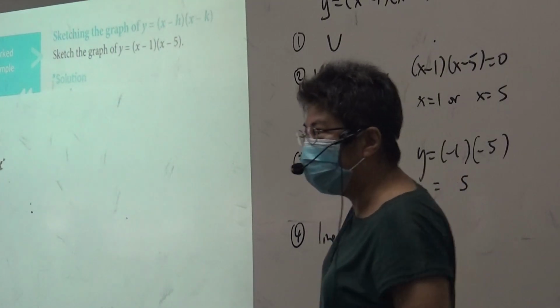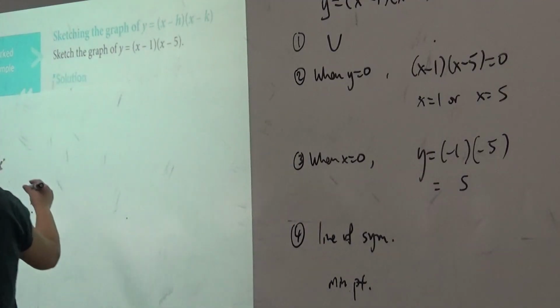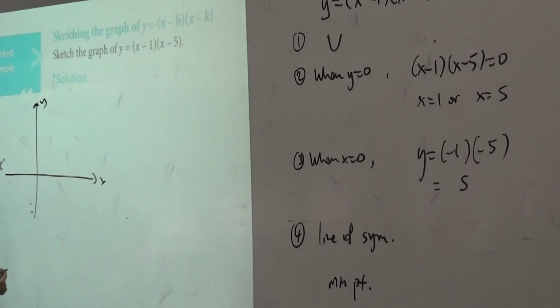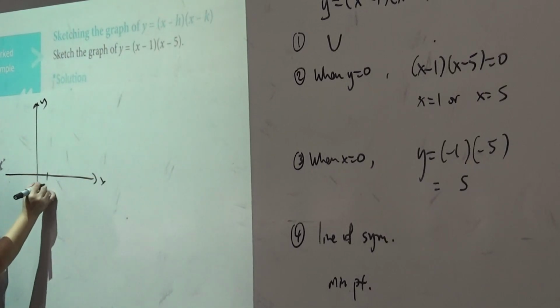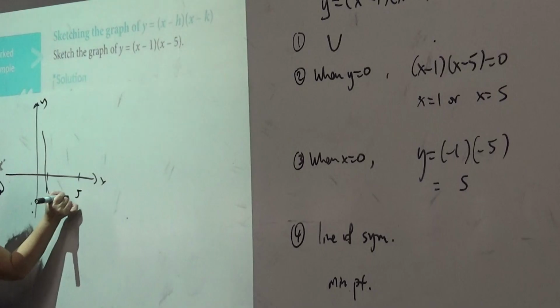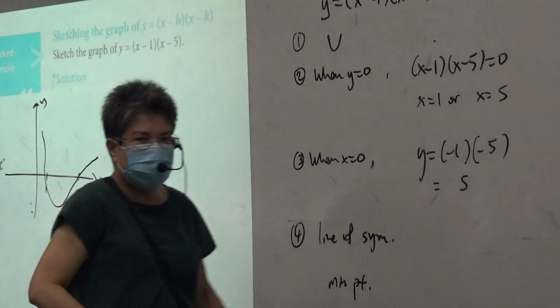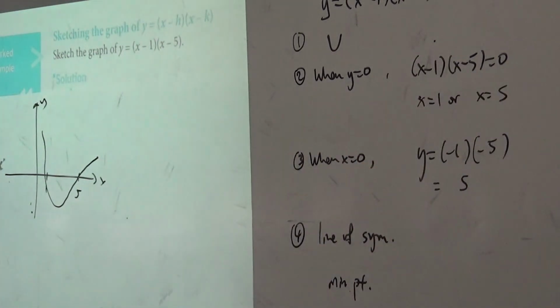Okay? Now, a lot of students, they will start drawing, then they will just put 1, 5, then after that the curve will become very jialat, a tree like that. No. Let me teach you how to do it. You don't do this kind of thing, okay?